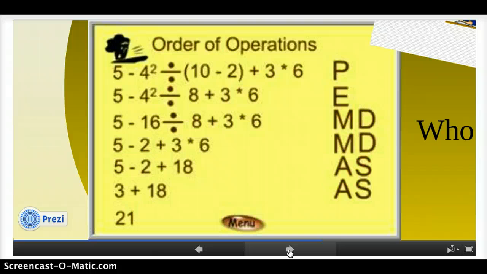So now you do the division of 16 divided by 8, which is 2. So 5 minus 2 plus 3 times 6. 3 times 6 is 18. 5 minus 2 plus 18. So now it's just in order. 5 minus 2 is 3. So plus 18 gives you 21.